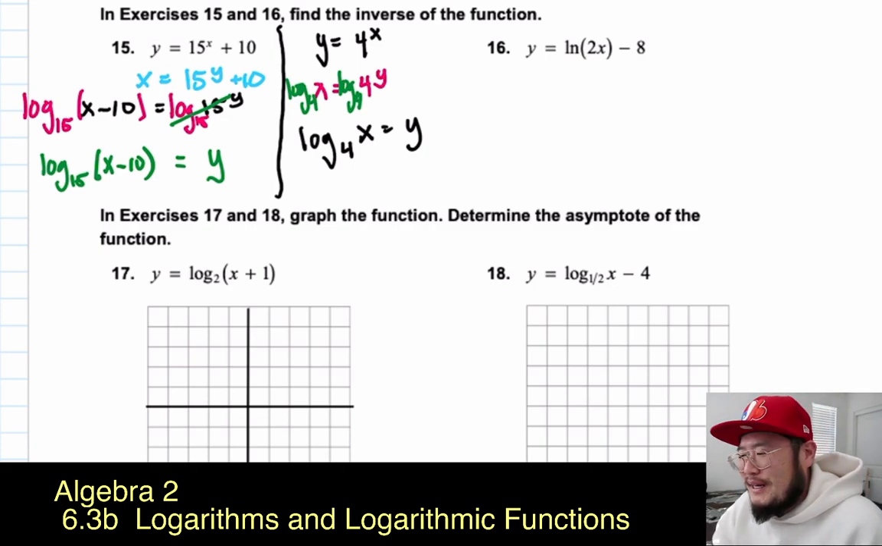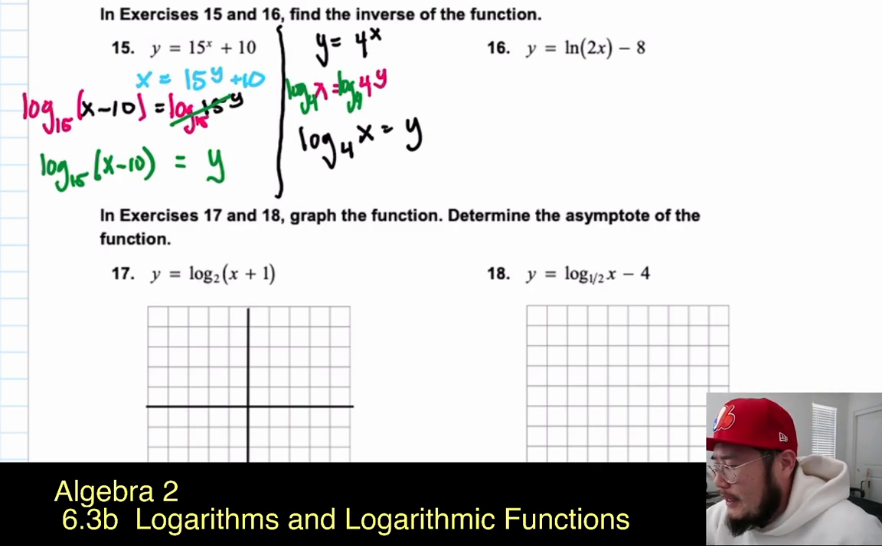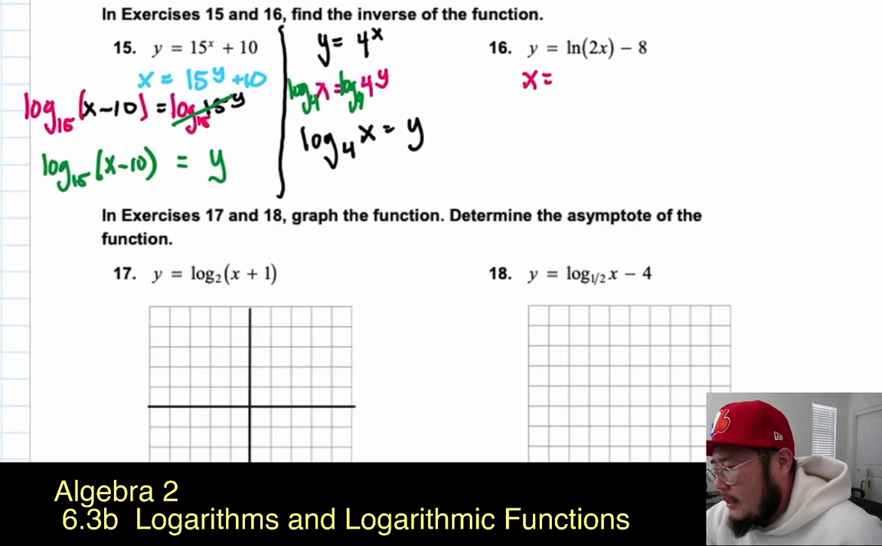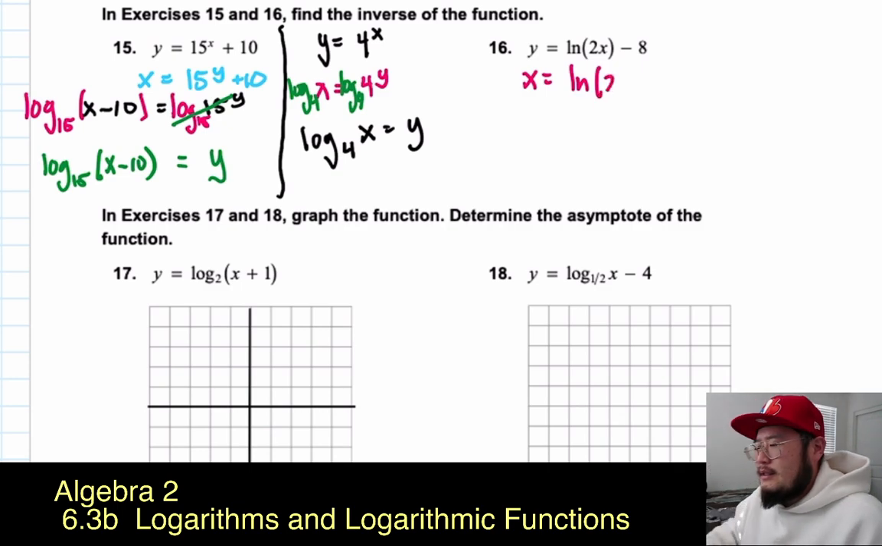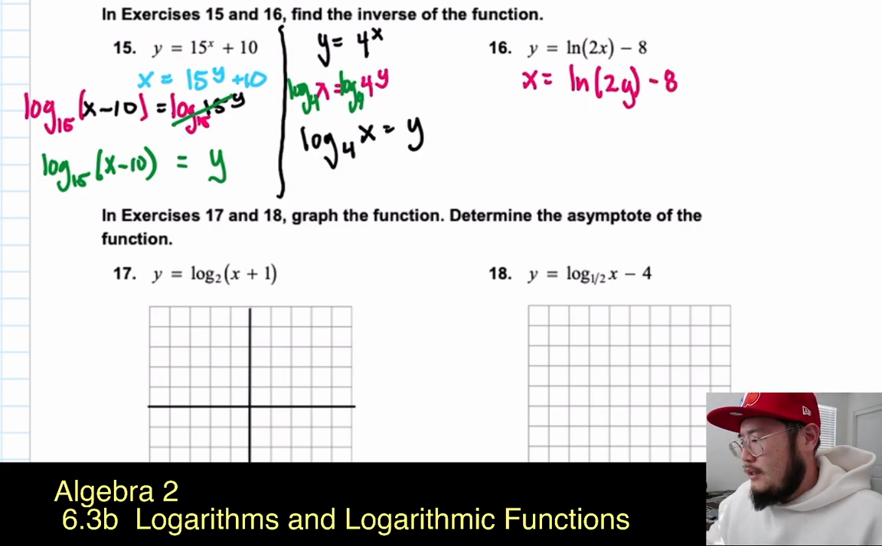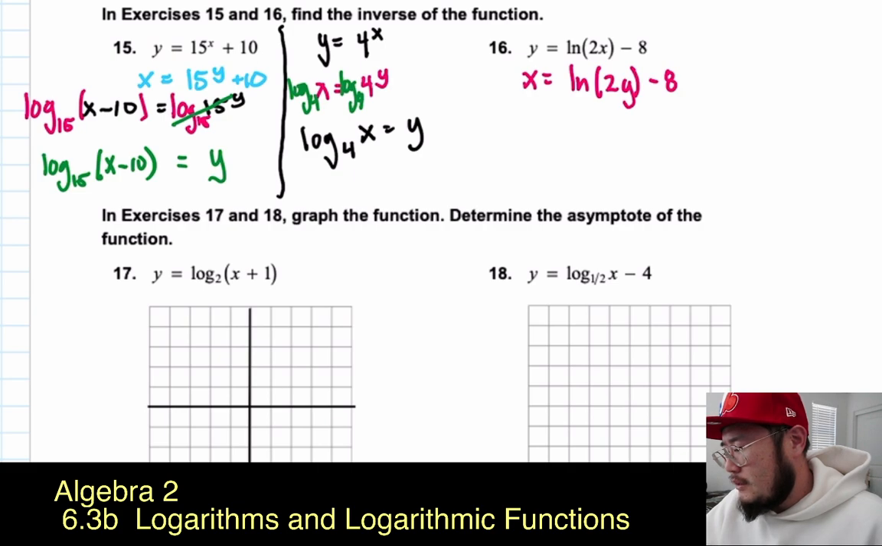Always want more. Next up, number 16. So let's go ahead and we'll switch x and y out right here. So x is now equal to ln 2y minus 8. So let's now move that 8 over by adding it to both sides. And so we have x plus 8 is equal to ln times 2y.